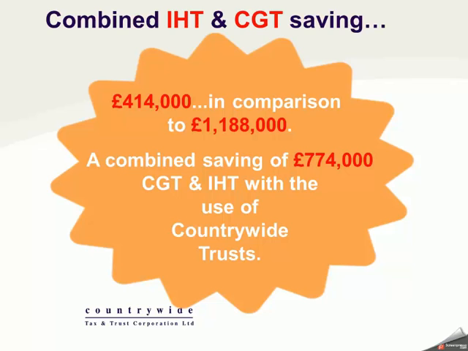So when we look at the combined savings of inheritance tax and capital gains tax, £414,000 would be payable in comparison to the £1.188 million. So combined, that saving is £774,000 of capital gains tax and IHT that's been saved just by having the appropriate structure of cross option and all associated trusts, with their wills and the shareholder trusts with the cross option agreement.